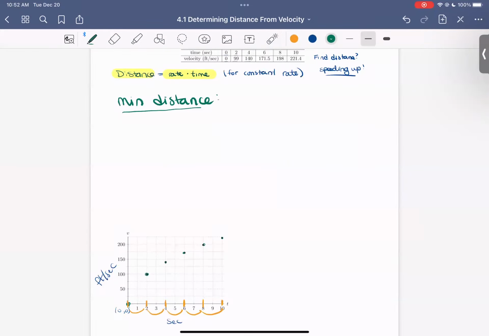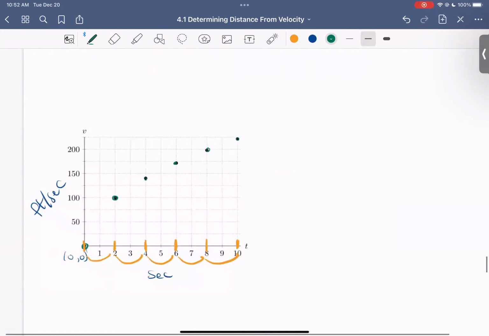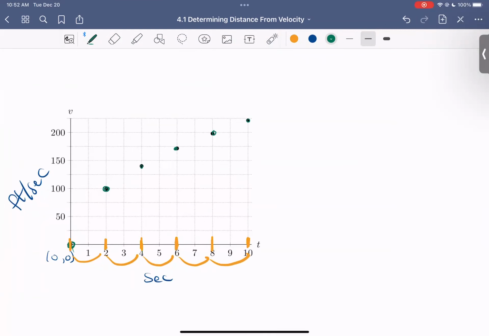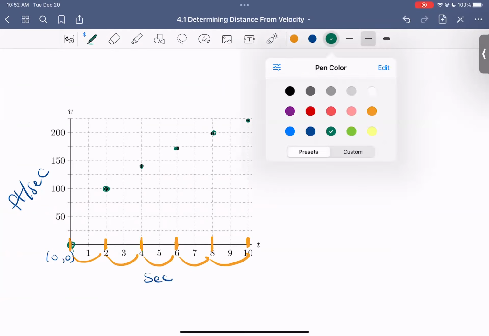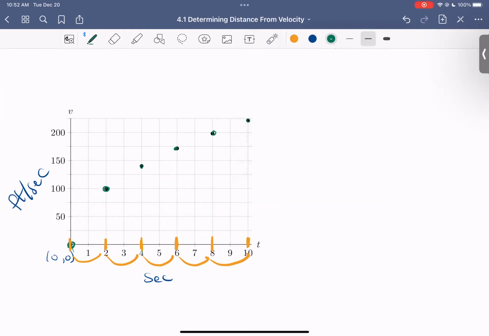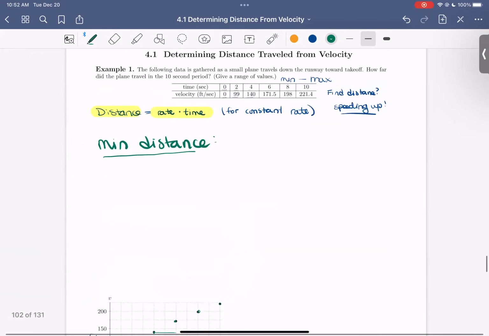So minimum distance would mean that the plane traveled its smallest velocity for that entire interval. So if we look at the first interval, its smallest velocity was here at 0. On the second interval, its smallest velocity would have been here at 100. On the next interval, smallest velocity over here at, what was that? We can look at our table, 140.